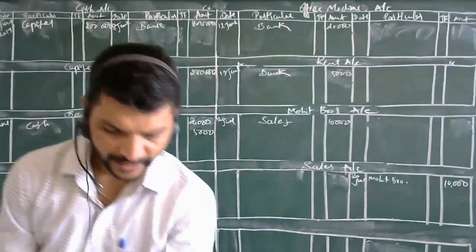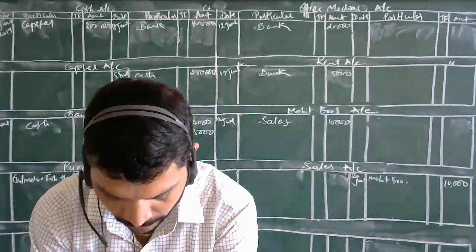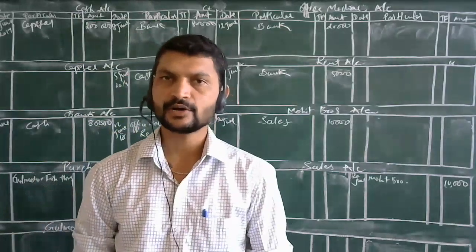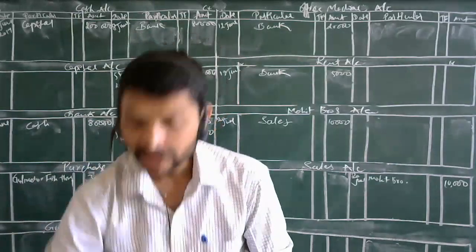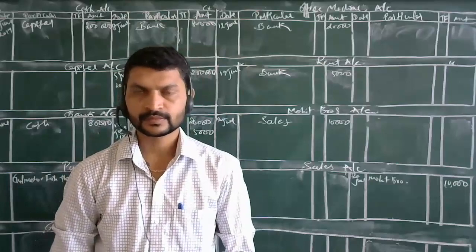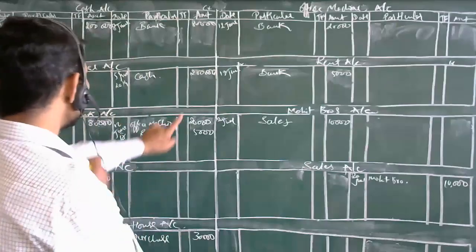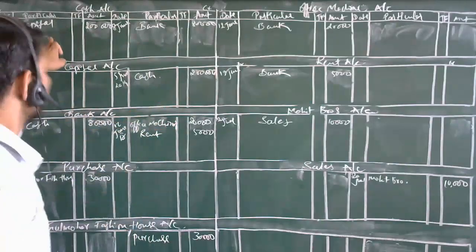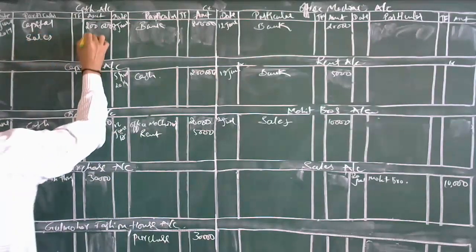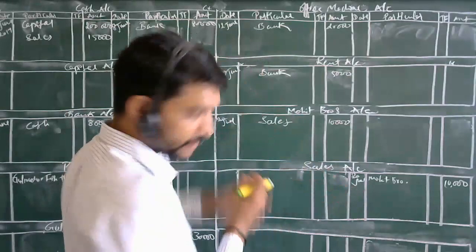Okay, let's see the next one. What is it? Cash sales. We have cash sales of 15,000. So what will be the entry? Cash account debit to sales account 15,000. The next entry, write on the next entry: cash account debit to sales account. So cash account is debited. Where is the cash account? Here. Cash account is debited over here by 15,000. Sales account is credited by 15,000.